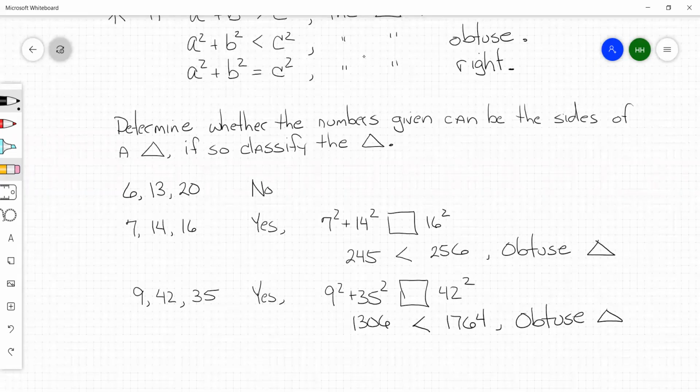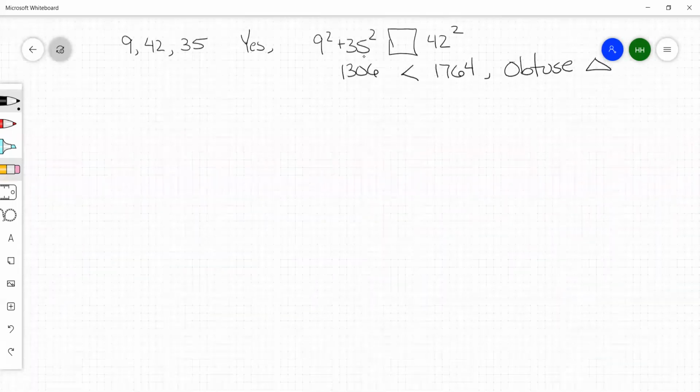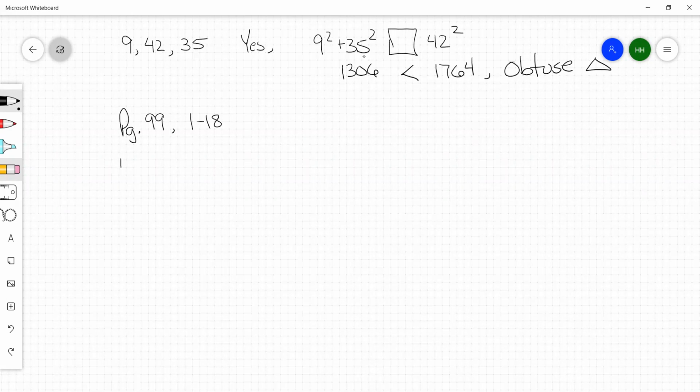All right, so let me give you some practice problems to do. In your workbook, page 99. We're going to do 1 through 18. Then on page 100, we got 1 through 17. And then we're supposed to check focus for homework.